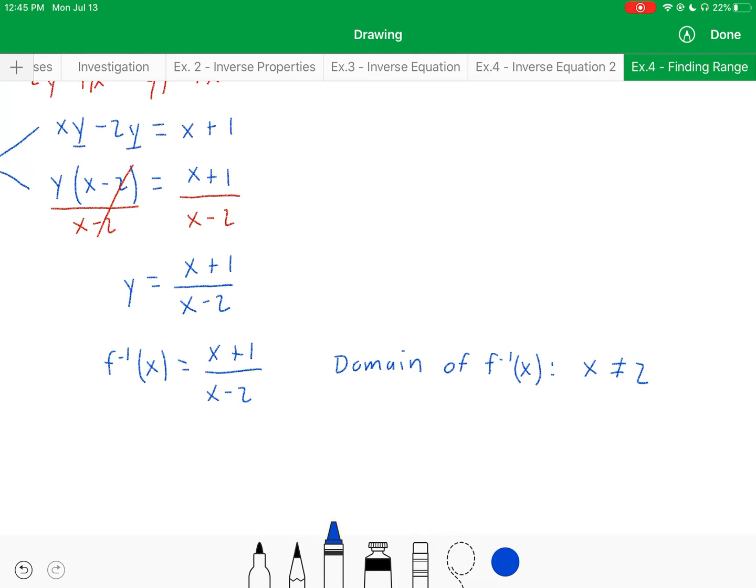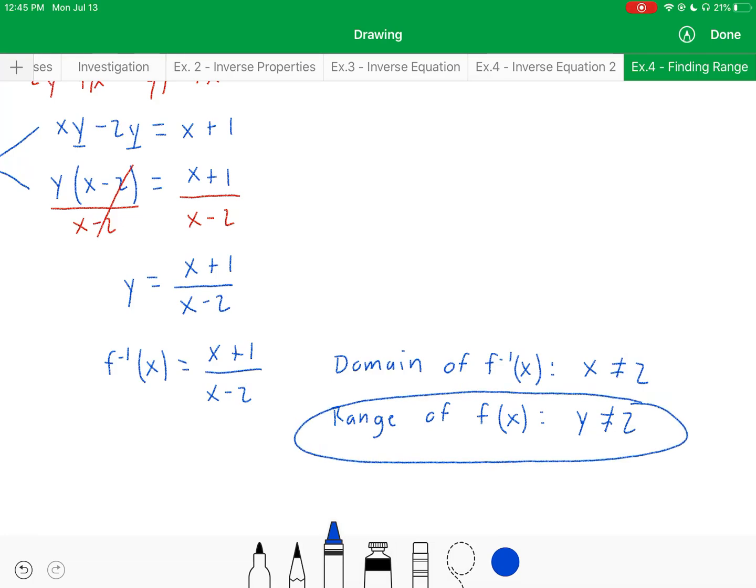So from here, I can say the range of my original function is the same thing, with one exception. Now we're talking about range, so we have to say y cannot equal 2. Okay? So very good use of an inverse in order to find the range of an original function when you don't have the graph of that original function in front of you.